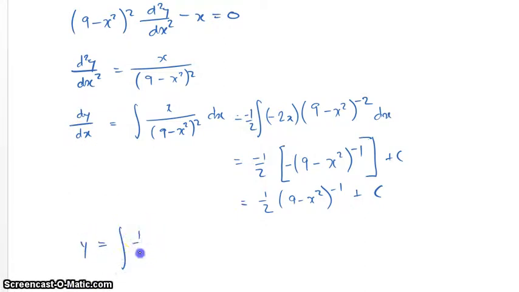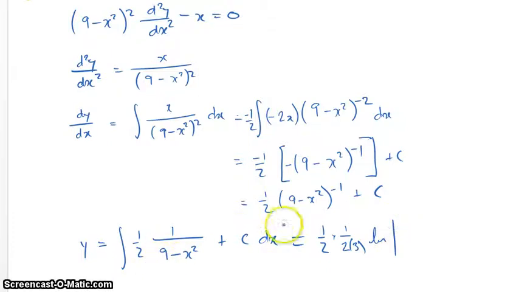This will be the integral of 1/2 times 1 over 9 minus x squared plus c dx. Now this one we recognize. This is something we can do by partial fractions if we like, but we also have a formula to evaluate 1 over the difference of squares. So we get 1/2 times 1 over 2 times 3 ln, and because this is 3 squared, you get 3 plus x over 3 minus x. Please remember the absolute value signs.